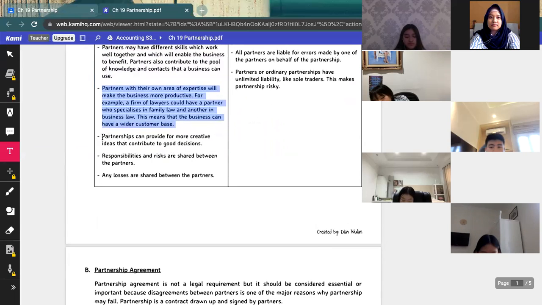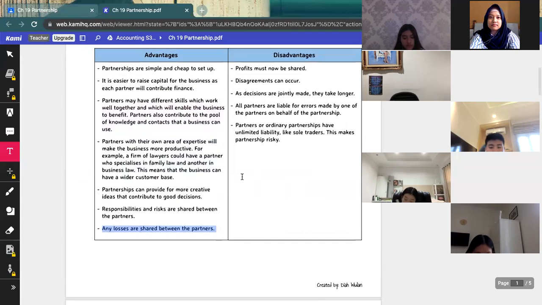Next, partnerships can provide more creative ideas that contribute to good decisions. More people, more creative. Responsibilities and risks are shared between the partners, and any losses are shared between the partners. If you are a sole trader, 100% loss will be 100% of the owner's. But for a partnership, the losses can be shared between partners, not 100% charged to one partner only.